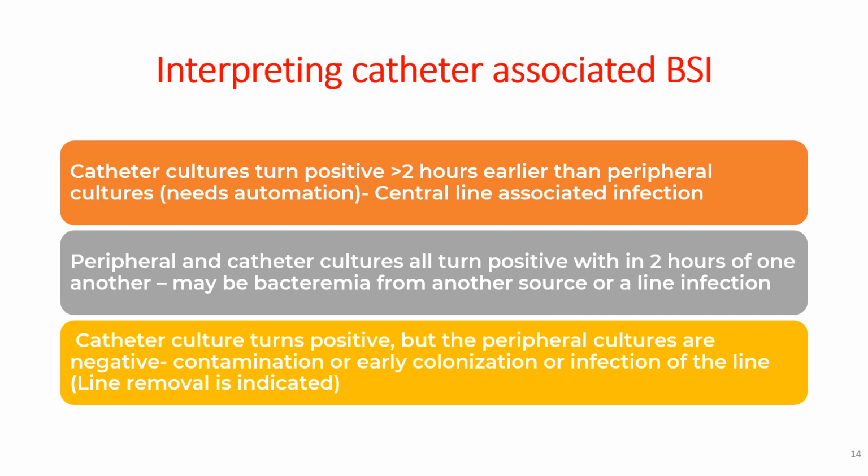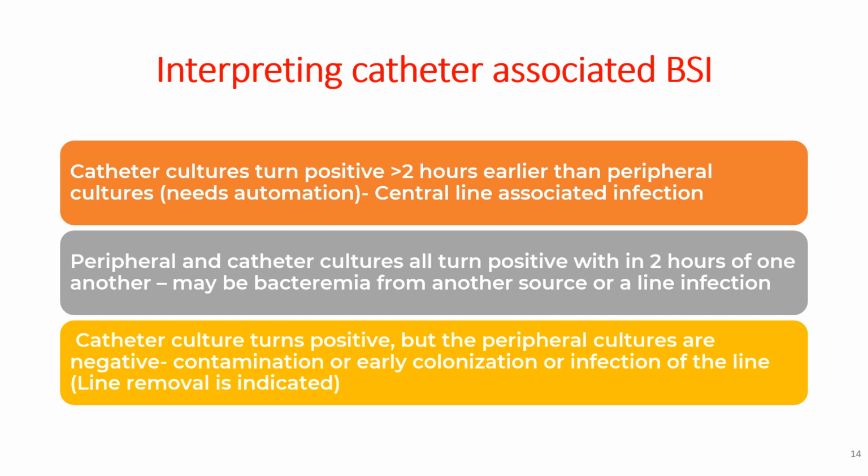And let us understand how to identify or diagnose catheter-associated bloodstream infection. For catheter-associated bloodstream infection, along with the central line, a peripheral line blood culture needs to be collected. If the catheter cultures turn positive more than 2 hours earlier than the peripheral culture, then it is a central line bloodstream infection.